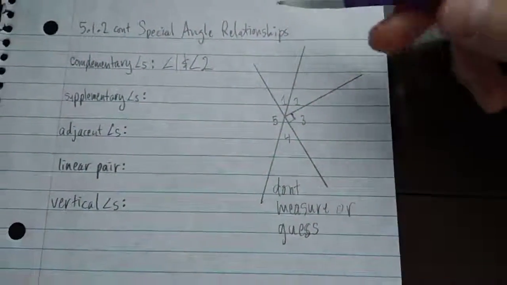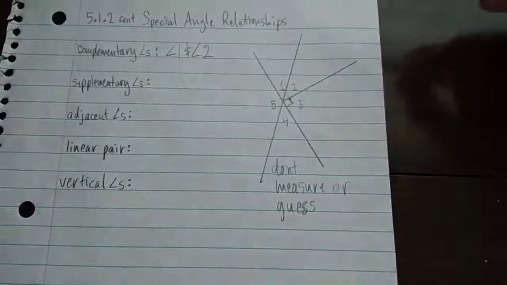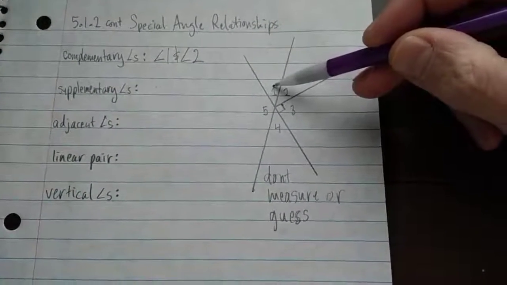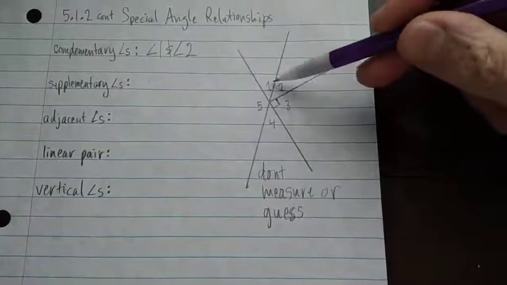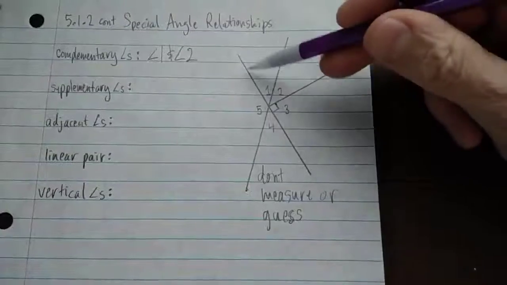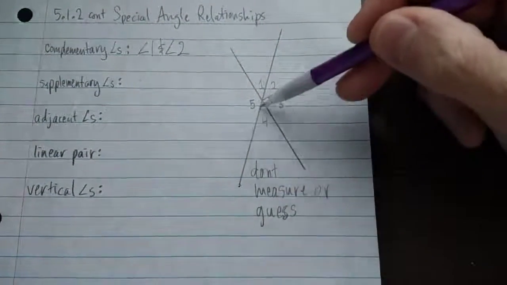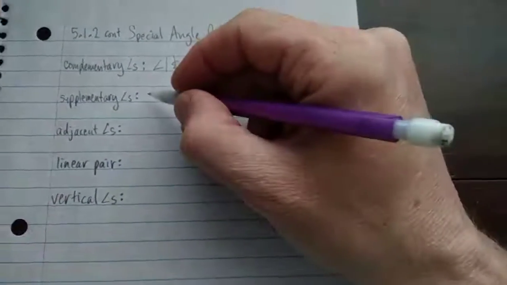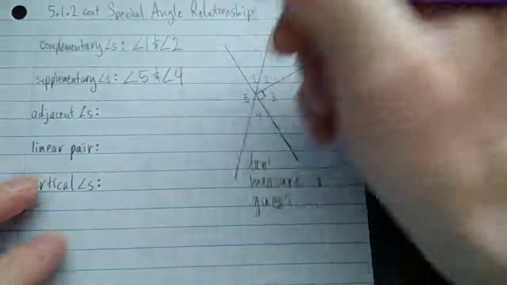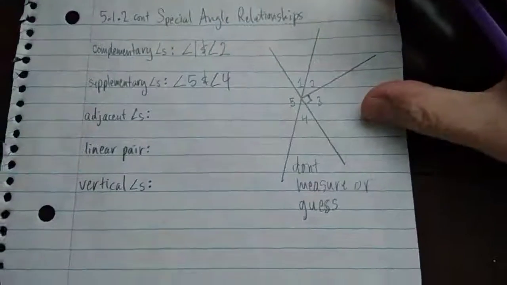Supplementary, well, we need two angles that add up to 180. Well, you can't say 3 and 2 and 1 because that's not two angles that add up to 180. That's three angles that add up to 180. Obviously down here, this is still a straight line, and on the bottom side or on the left-hand side, there are only two angles. And you don't have to put them in order. I can say angle 5 and angle 4. Those are the supplementary angles.